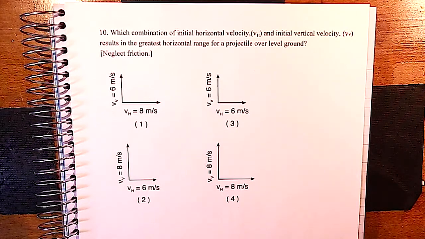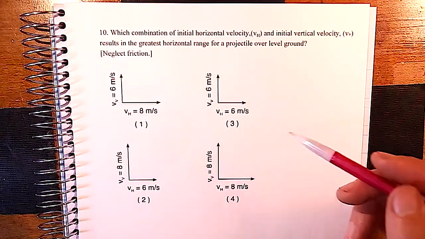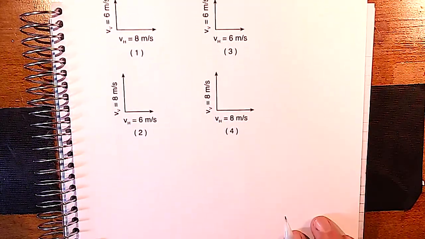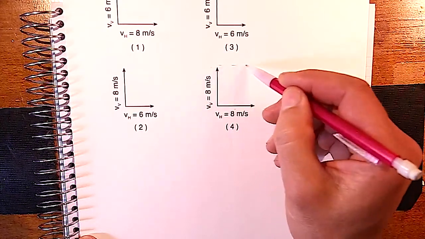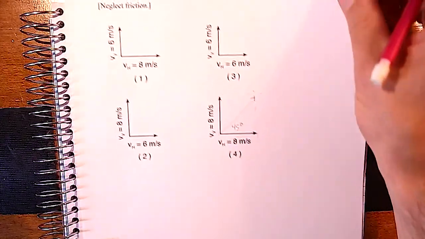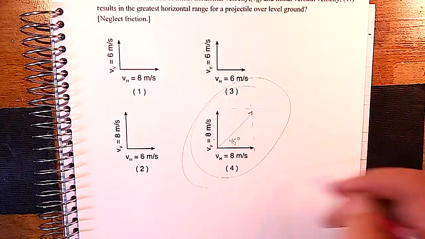Which combination of horizontal and vertical velocity will give us the greatest horizontal range? So remember, the greatest horizontal range for a projectile is going to occur when it's at 45 degrees, but we don't have the same initial and horizontal components. So it's going to be the one that has the angle is 45 degrees, but also has the greatest x and y components. And you can see that this one right here is going to give us 45 degrees. And it also has much larger components than any of the other ones. So it has to be this one.